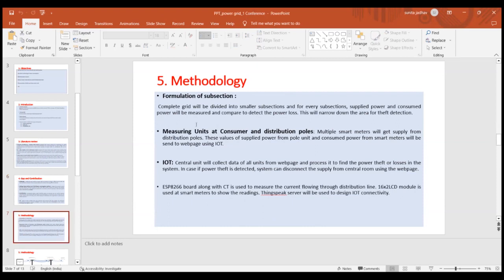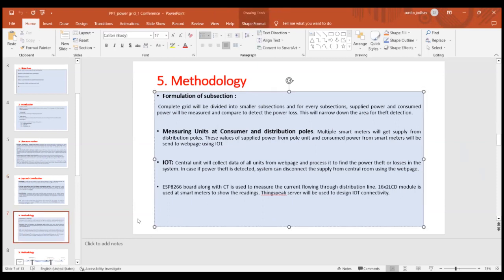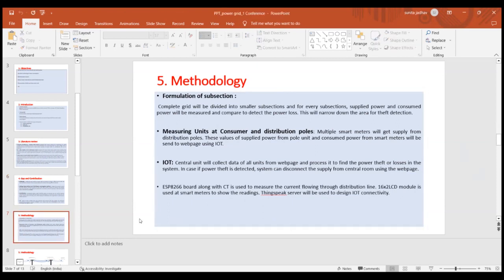So what methodology is used? In this system, we form three subsections: one measuring unit at the smart meter, another at the distribution transformer unit, and the third at the pole unit. Basically, these three measuring units measure the powers, currents, or voltages at that point, and send this consumed data to the central room via a web page using IoT.